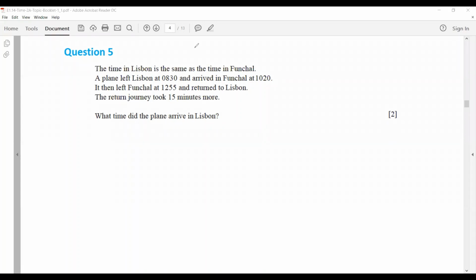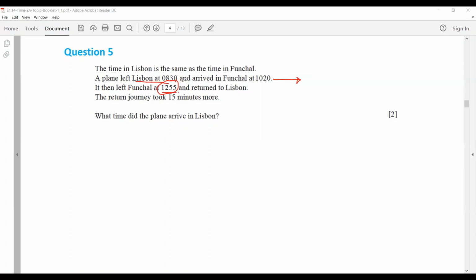So let's see what we have. We leave Lisbon at 8:30, arrive in Funchal at 10:20. It then left Funchal and returned to Lisbon, the return journey took 15 minutes more. Okay, so I think it's clear. You need to find out how long the first journey took, and then the second journey took 15 minutes more. Then we're going to add it to the time at which we left Funchal, and that would be the time we arrive in Lisbon. So that's the approach I'm going to use.